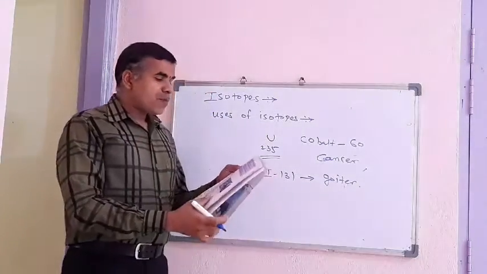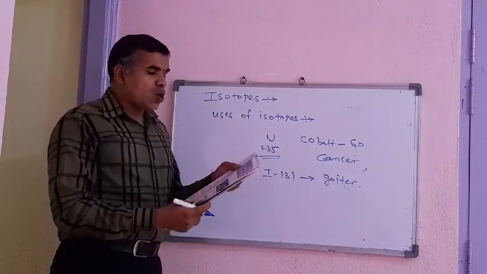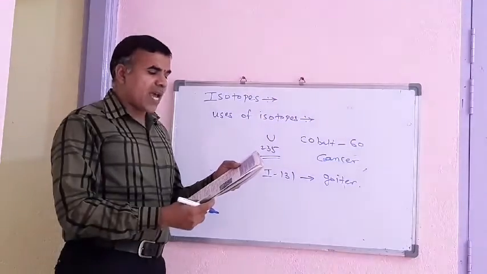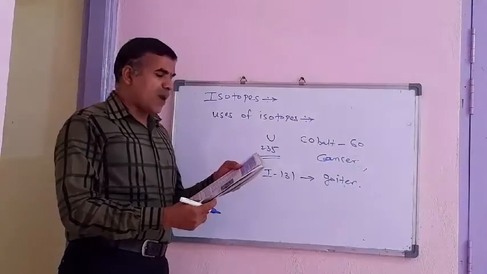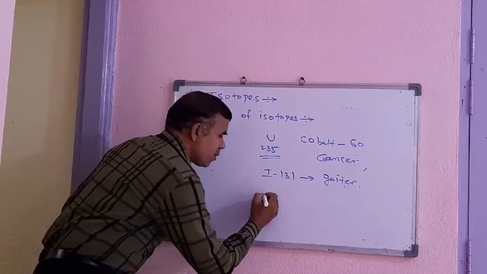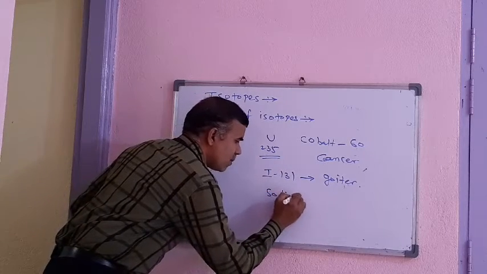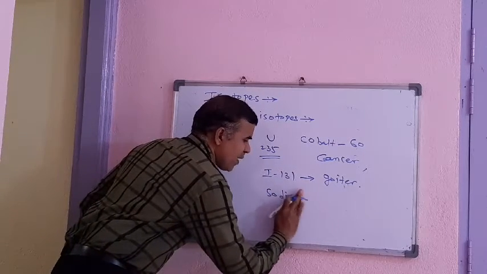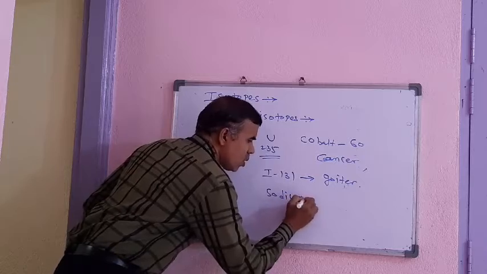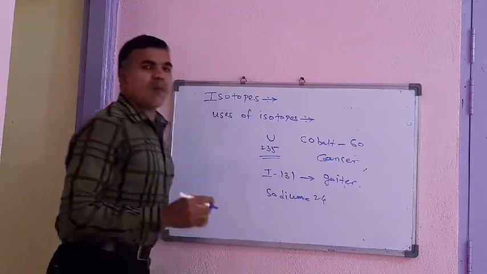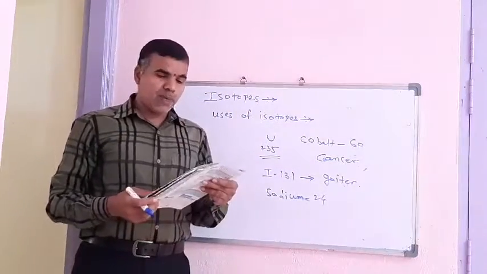Number 4, radioactive isotopes are used in the detection of cracks and leakage in underground pipes. Sodium 24. Sodium 24 is used to find the leakage of pipes underground.